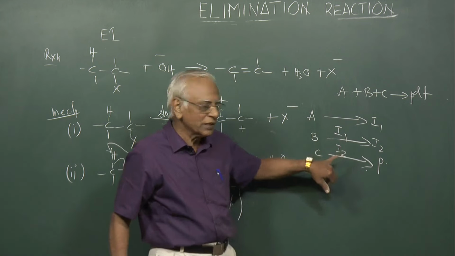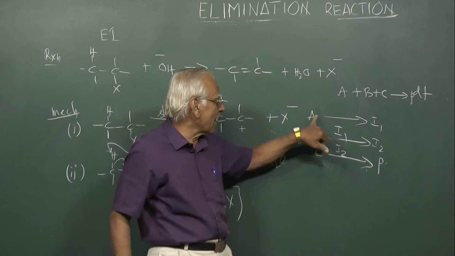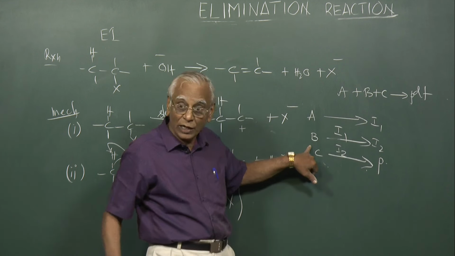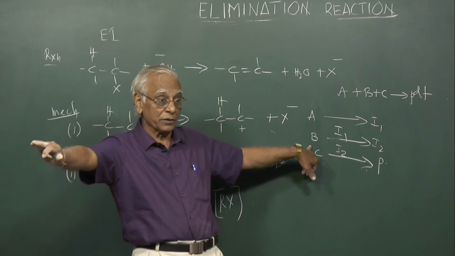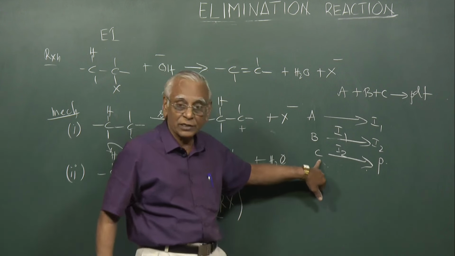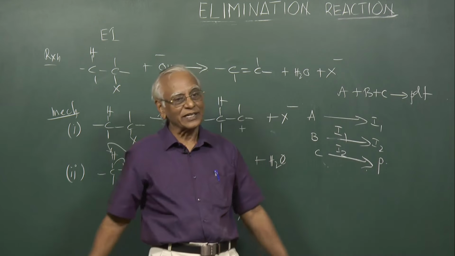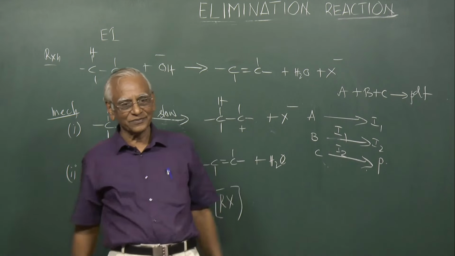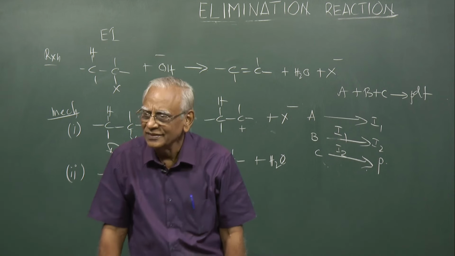Statement number 2, if the second step is the rate determining step, we have to include both A and B. Whatever is found prior to the rate determining step is also included in the rate equation, and it will be independent of the concentration of C. Whenever the last step happens to be the rate determining step, all of them are going to be included. You are going to study all these things in detail in chemical kinetics.